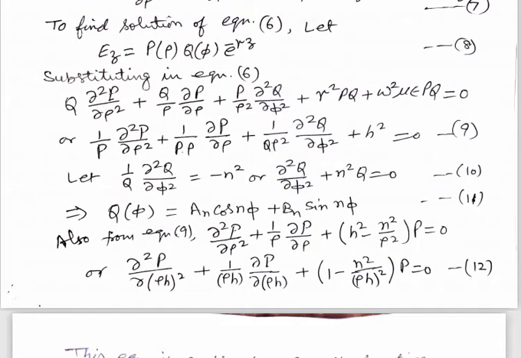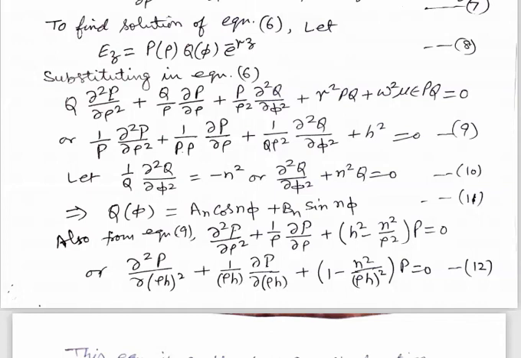In equation number 9, the term 1 upon q del 2q over del phi square is independent of rho, so we may consider it equal to minus n square, where n square is a constant. This equation then becomes del 2q over del phi square plus n square q equal to 0, giving us the solution for q, a function of phi, equal to an cos n phi plus bn sin n phi, given by equation number 11, where an and bn are constants.